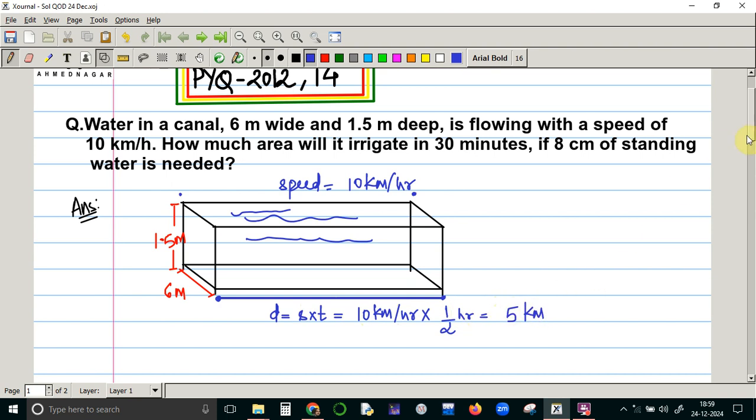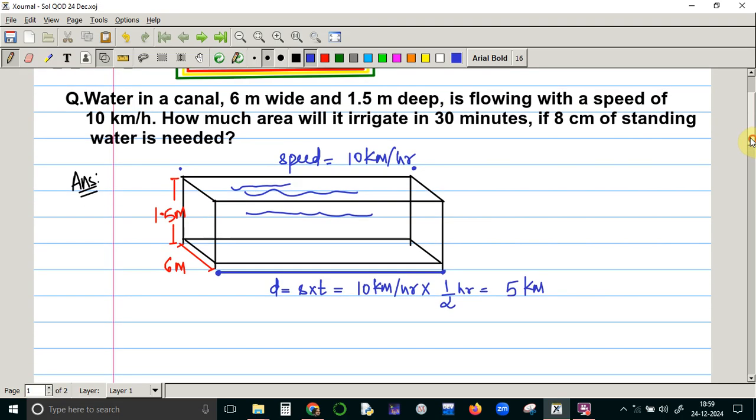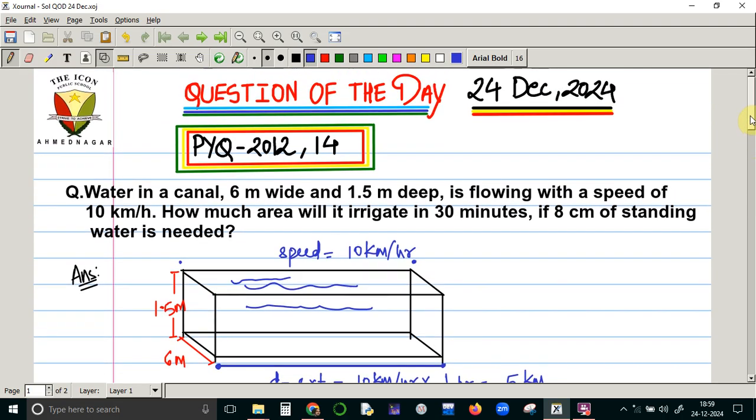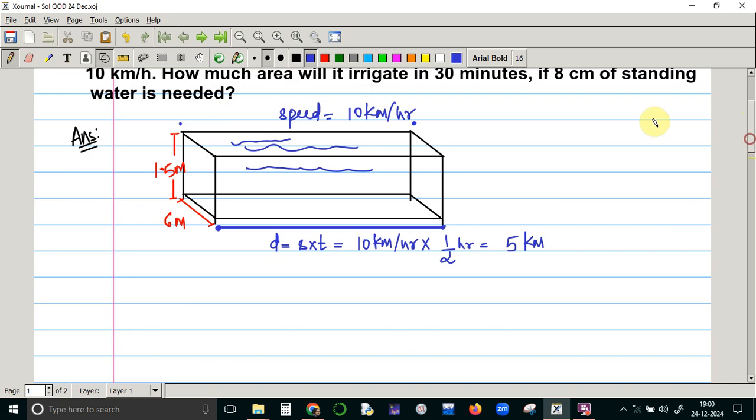Okay, so we have to write everything in the detailed solution. We are just discussing one part of the question. The idea here is how much water is collected in this canal in 30 minutes. We have to find this length. This length is 5,000 meters. So we have length, we have breadth, we have height. We will multiply them. We will get the total volume of water collected in this canal in 30 minutes.